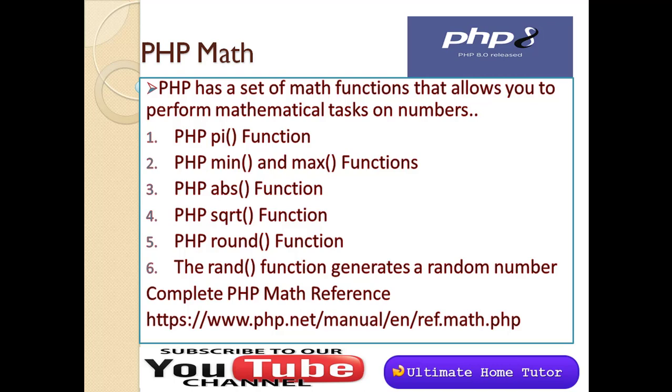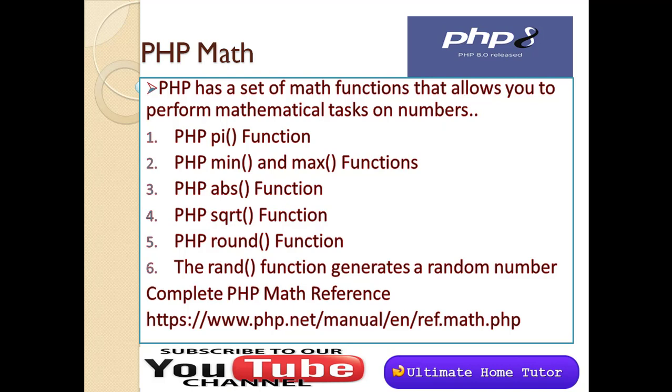Today we'll discuss various PHP math functions. PHP supports various kinds of math functions that are helpful in various operations. PHP has a pi function that returns the value of pi, like 3.14. The min function is there, and the max function is there. The min function is used to find the lowest value from the given arguments, and the max function is used to find the highest value from the given arguments.